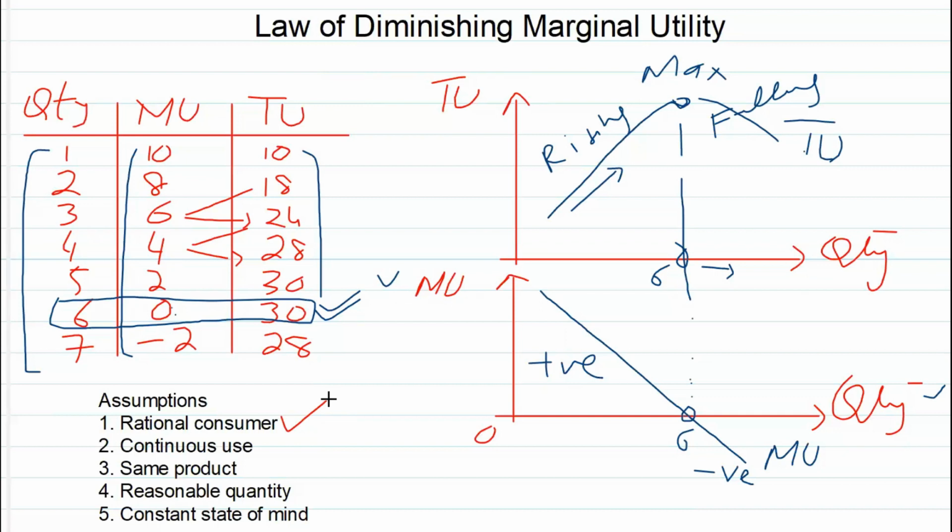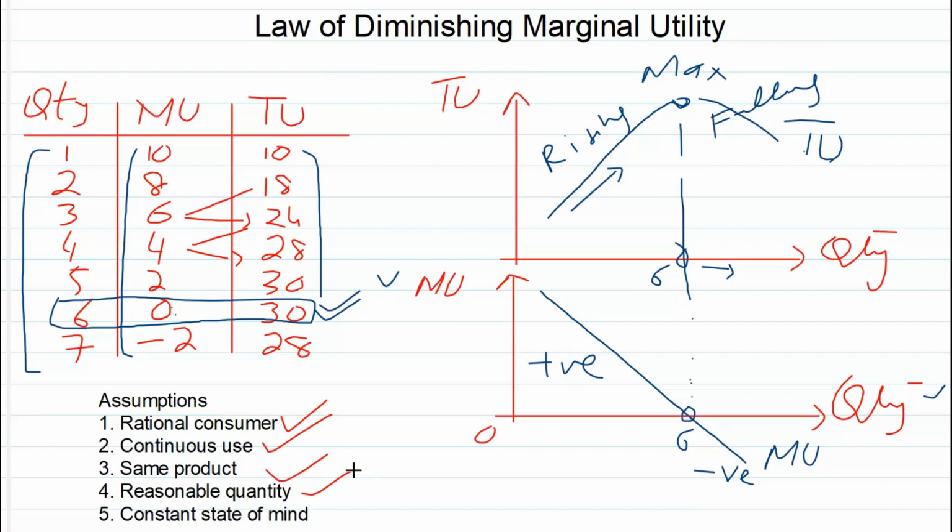The second assumption is continuous use. If the consumer uses the product continuously, then this law will be applicable. If there is an interval between the consumption of the product, then this law may not hold true. For example, if you take one glass of water in the morning, and second in the evening, then this law will not be applicable for you, because at both times you might be having a similar kind of utility.